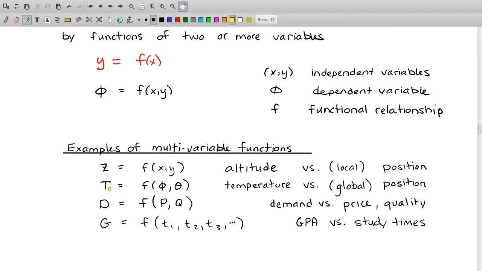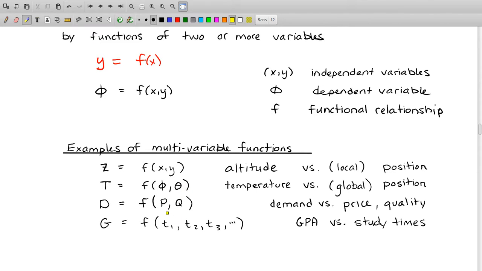Temperature. Temperature, in general, depends on altitude as well, but forget that for a moment. Let's just think about surface temperature. You could imagine living on the Earth, characterizing the Earth with a certain coordinate system called spherical coordinates, latitude, longitude, and you could think of having temperature be a function of latitude and longitude. That makes sense. We see maps like this every day. That's a multivariable function.